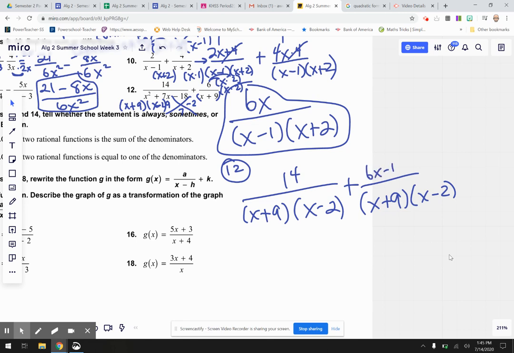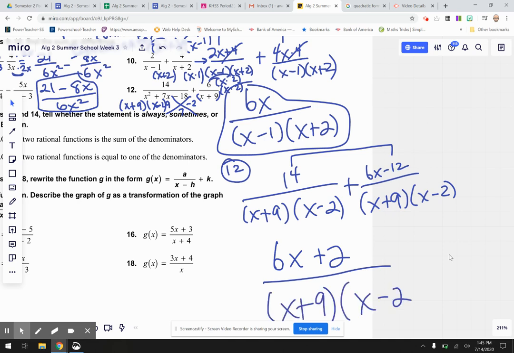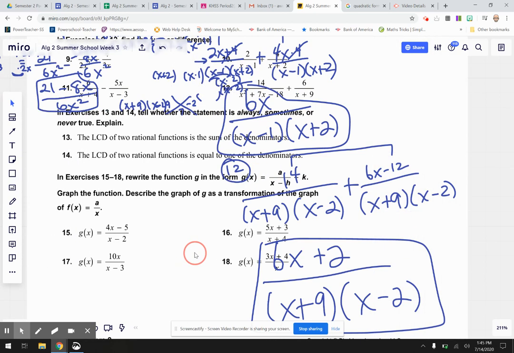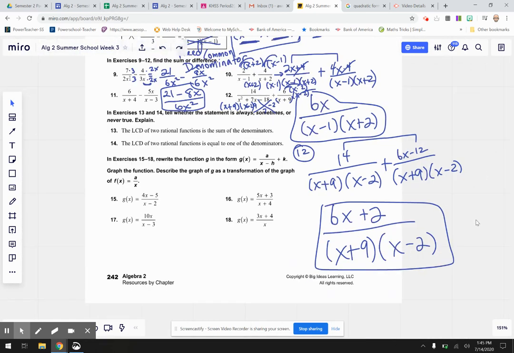6x minus 12. So now we're looking for like terms. No, that's not like terms. 14 and 12 are like terms. So 6x, and then plus 2, because 14 minus 12 is 2. And then x plus 9, x minus 2 would be your denominator. So that would be your addition of those two fractions. Oops, I just messed that up. Okay, so that's 1 through 12.